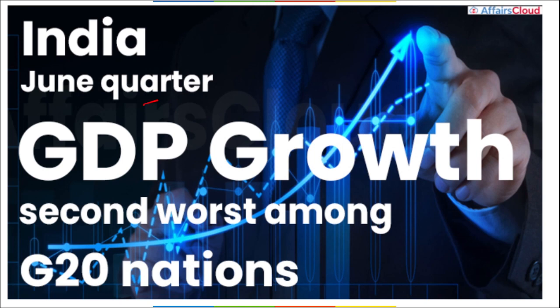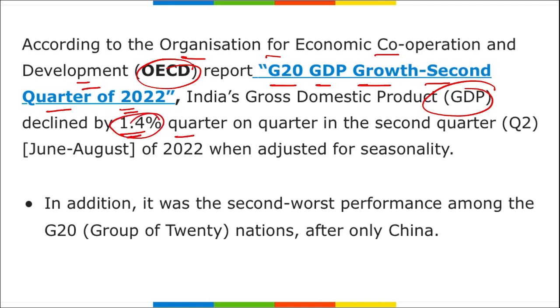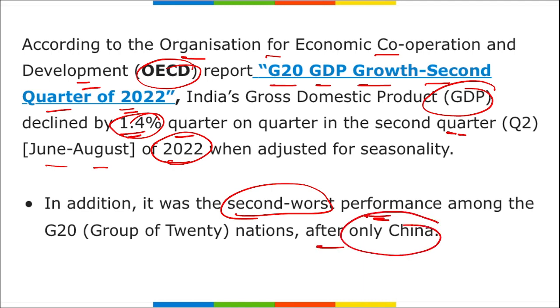Next is India's June quarter GDP growing second worst among the G20 nations. I repeat, according to the OECD, that is your Organization for Economic Cooperation and Development, report that was released on G20 GDP growth rate in the second quarter of 2022, India's GDP declined by 1.4% quarter on quarter in the second quarter, from June to August of 2022, when adjusted seasonally. In addition, it is the second worst performance among the G20 nations, only after China. Highly important, take a note of this.